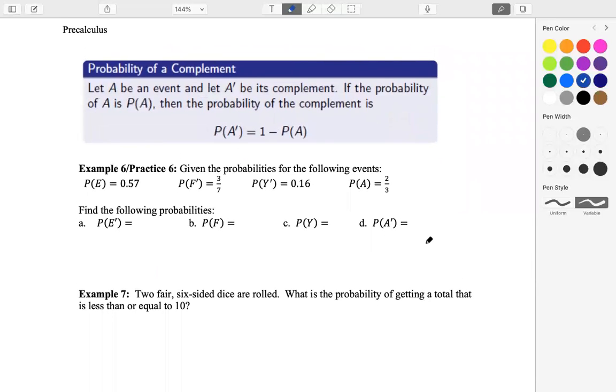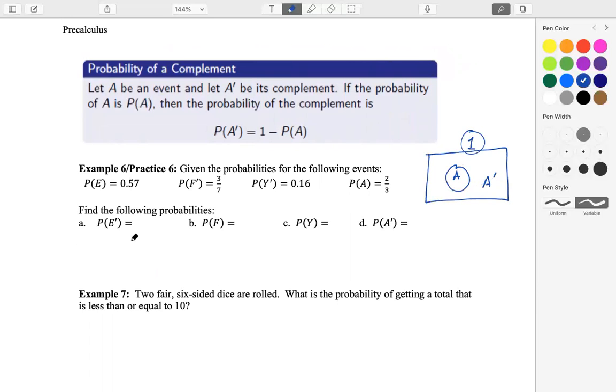Now, the complement of an event is exactly the opposite. So if you're looking at a Venn diagram of this situation, if this is event A, then out here is the complement of event A. So this is exactly the opposite. The total box has to equal 1. All right, so here are some probabilities, and let's find the following.